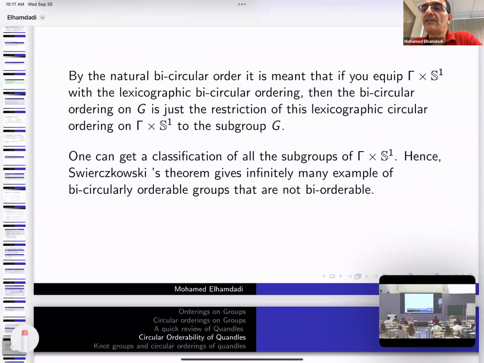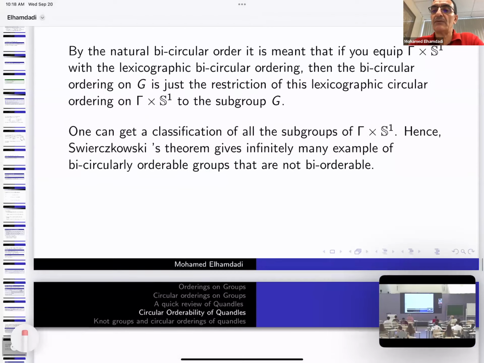One can get a classification of all subgroups of Γ × S^1, and thus this theorem, Sverkovsky's theorem, gives infinitely many examples of bicircular orderable groups that are not orderable. Hold on, I think I have missed my word bicircular, and I have a mistake here. Sorry for the typo.